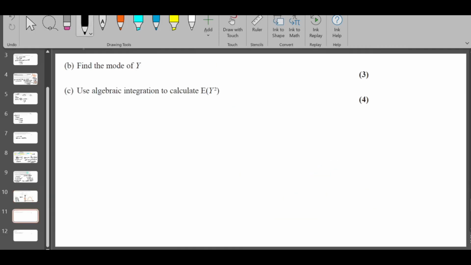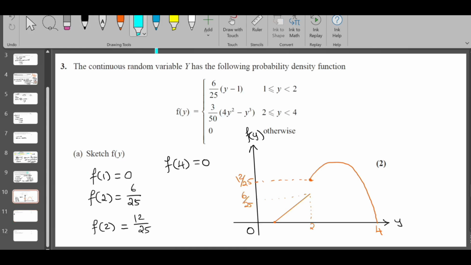Part B, find the mode of y. The mode of y is the y value at which the maximum occurs. Do not assume that, okay, it's a midpoint of 2 and 4 and write it as 3. That's wrong. You need to use calculus, differentiation, differentiate this function. That's a function, this, right? Representing this figure. Differentiate it, equate it to 0. That's how you find the mode.